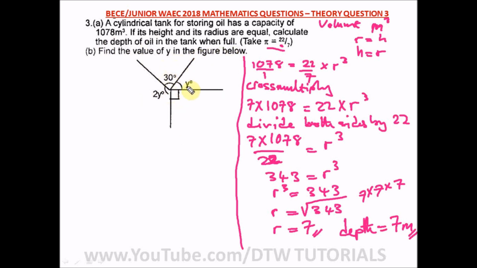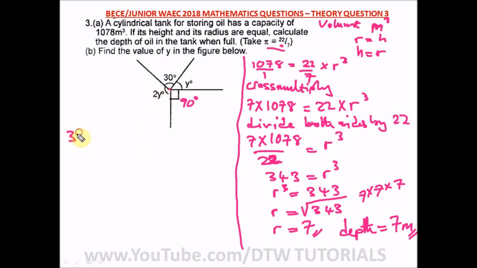And remember that the sum of angles at a point is 360 degrees. I hope you remember that theorem. The sum of all these angles will give us 360. And when you see an angle marked like this, a right angle, it means this angle is 90 degrees. So we're going to add all these and equate it to 360, then we can find the value of y.